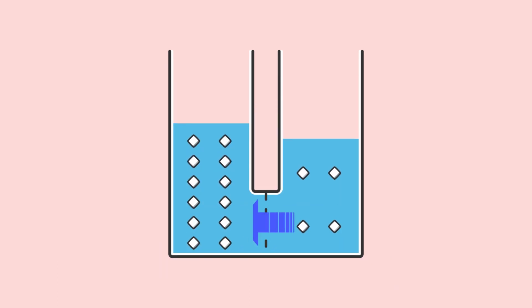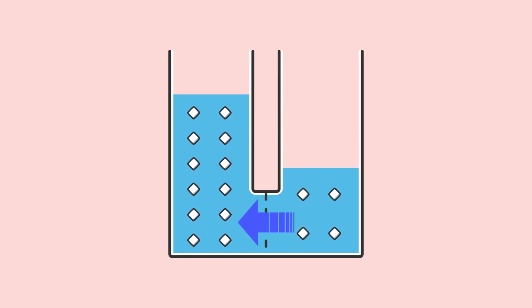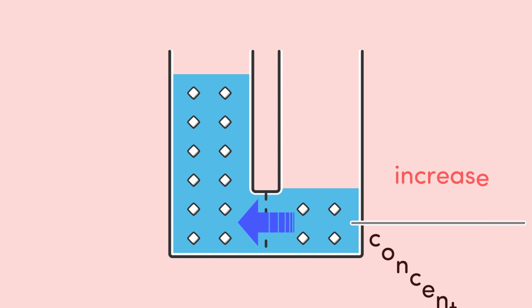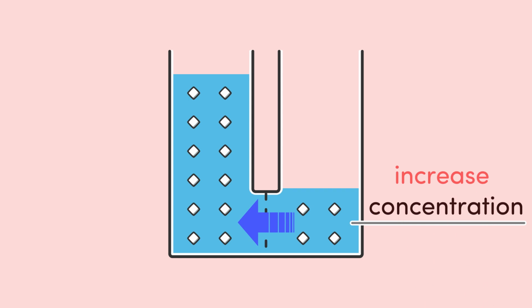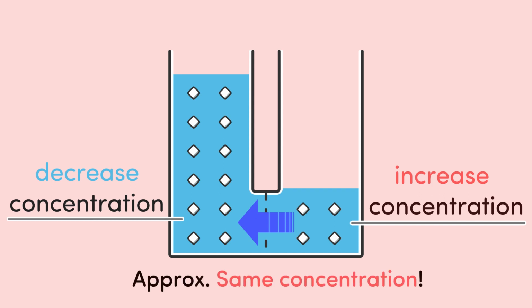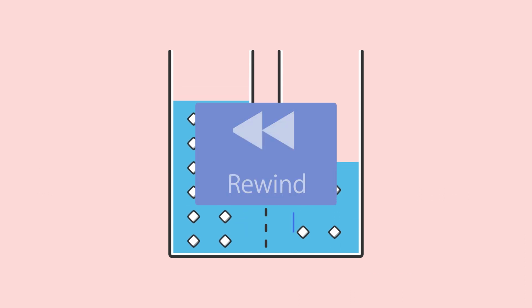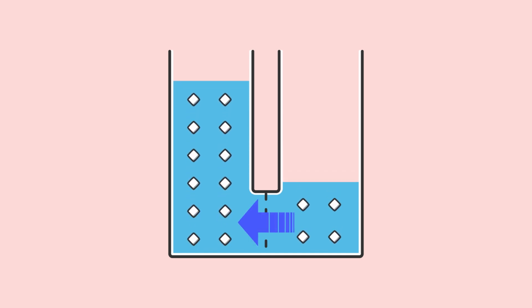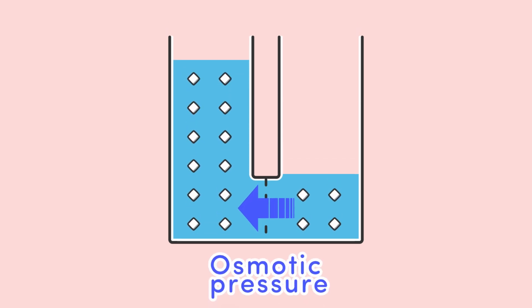Interestingly, water from the side with a lower salt concentration moves through the membrane, towards the side with a higher salt concentration. As a result, the side that lost water becomes more concentrated with salt. Conversely, the side that gained water becomes more dilute. As a result, both sides end up with roughly the same concentration. And the force that pulls water from the lower concentration to the higher concentration side is called osmotic pressure.